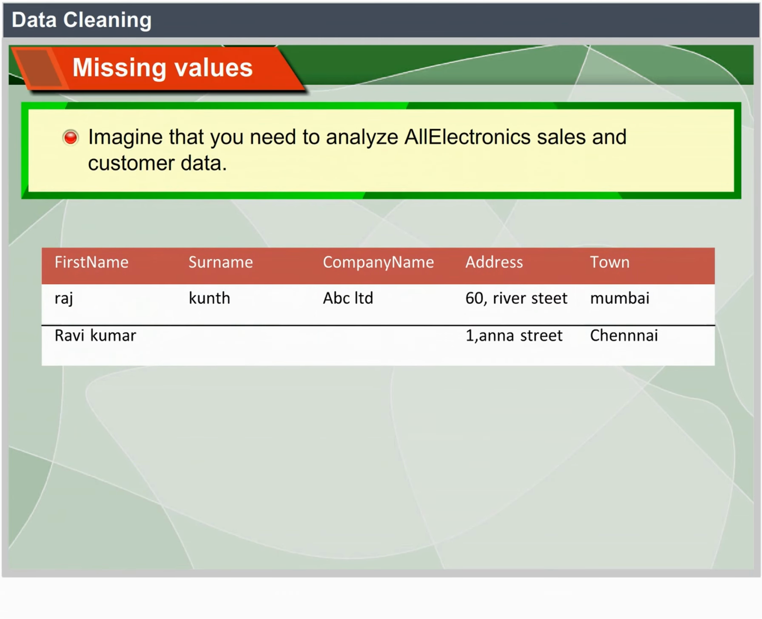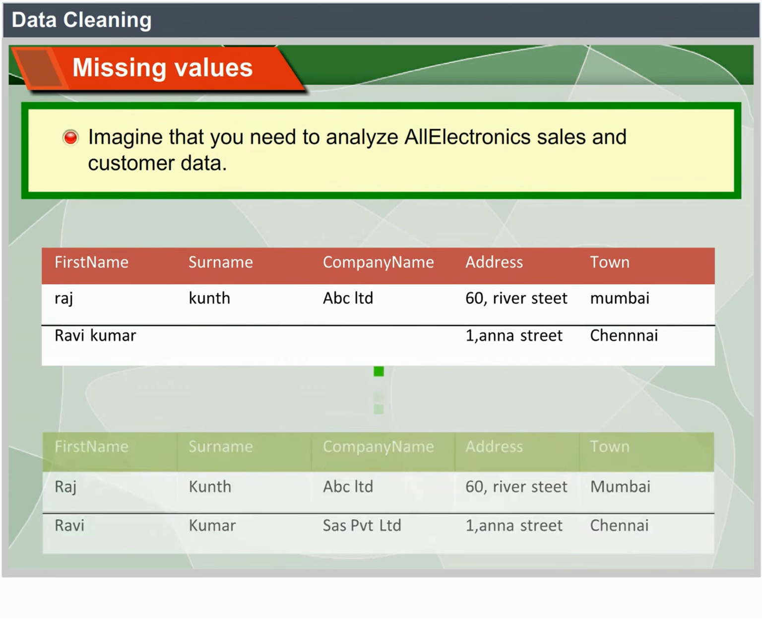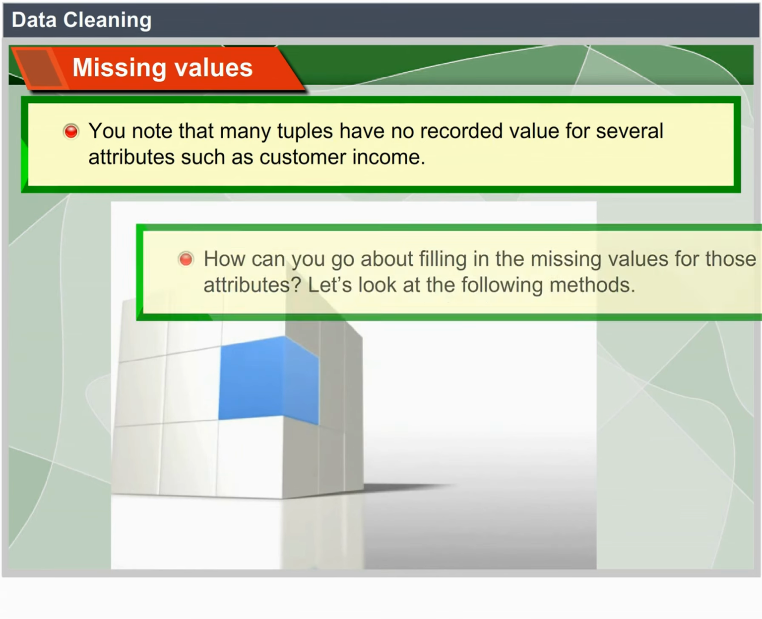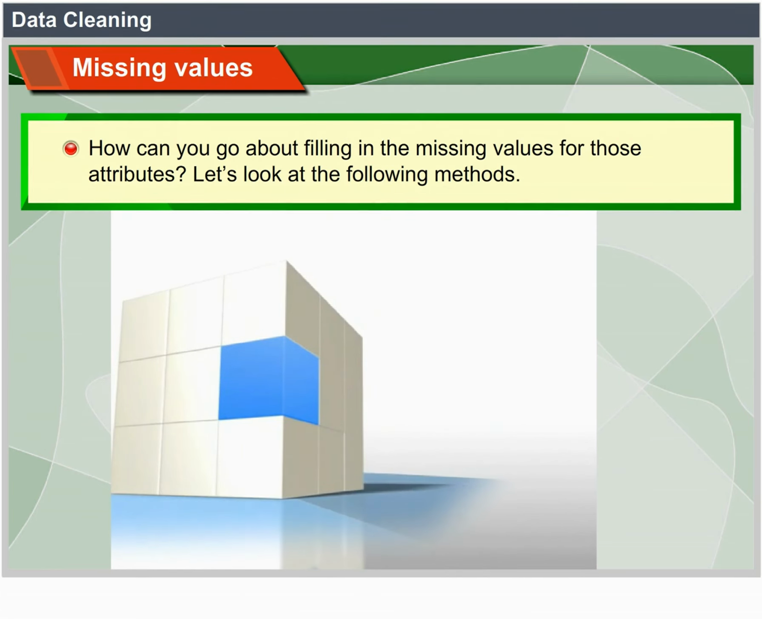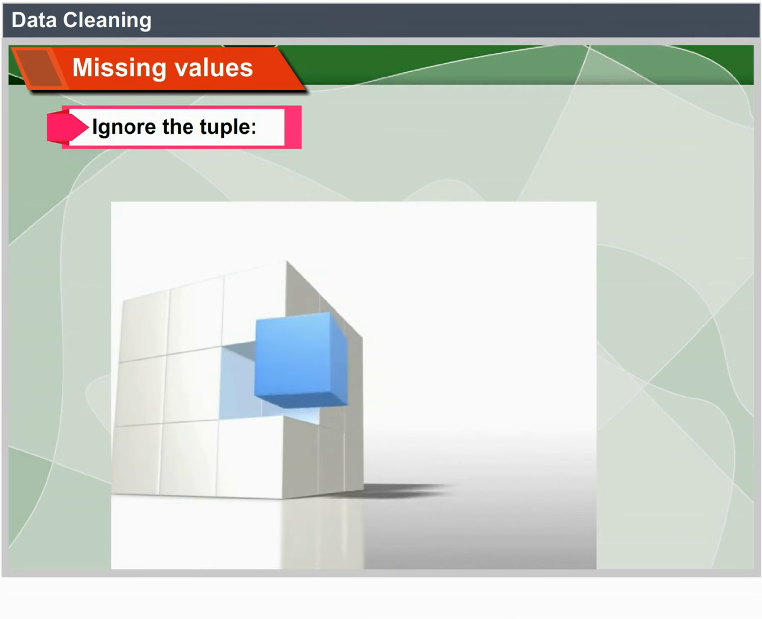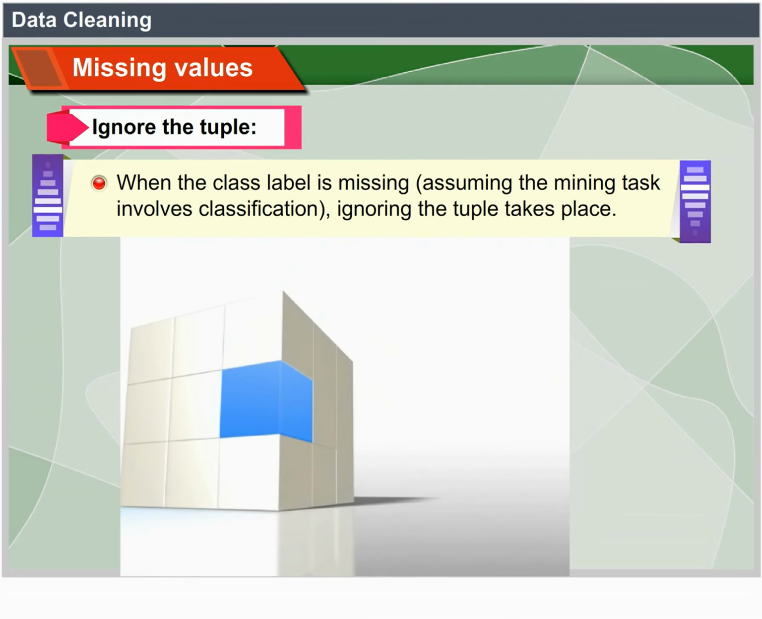Imagine that you need to analyze all electronic sales and customer data. You note that many tuples have no recorded value for several attributes such as customer income. How can you go about filling in the missing values for this attribute? Let's look at the following methods. Ignore the tuple. This is usually done when the class label is missing, assuming the mining task involves classification.